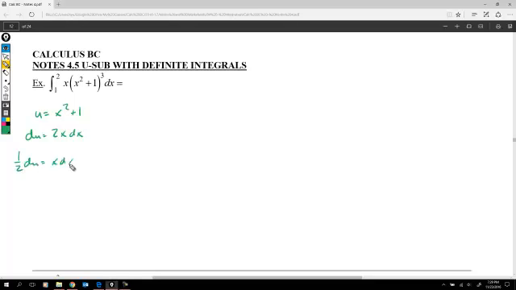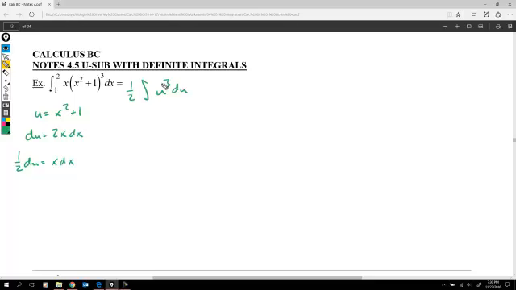Same process we've done before. The only extra step is now I'm going to plug all this stuff in. I have to change my bounds. My bounds were in relationship with x, so this all was with x. Now my bounds have to be in terms of u. This is a totally different function: x times x squared plus 1 cubed is totally different from 1/2 u cubed.